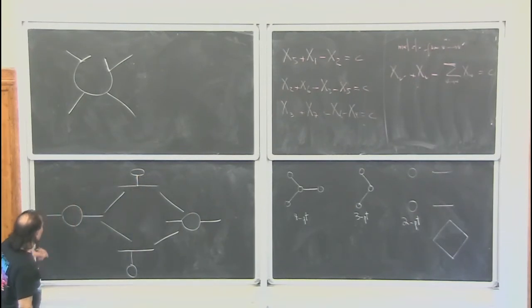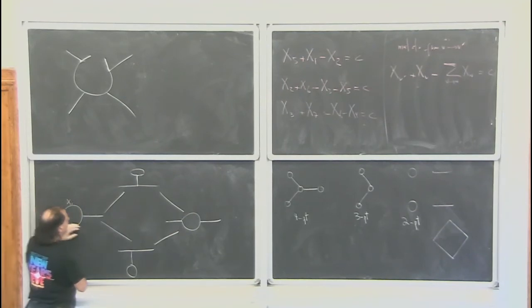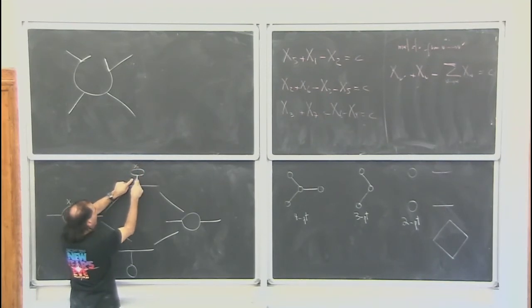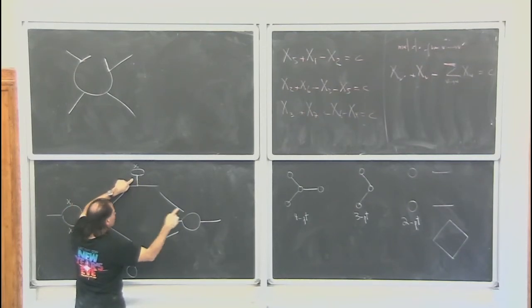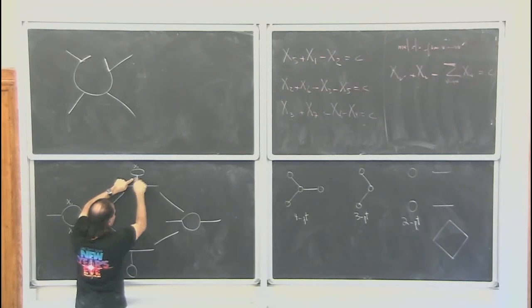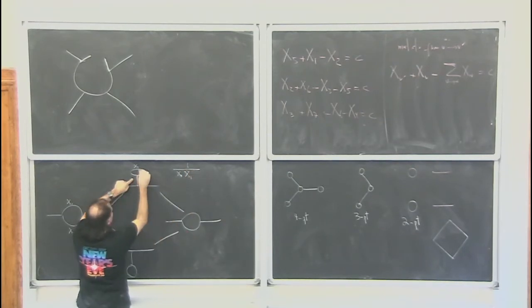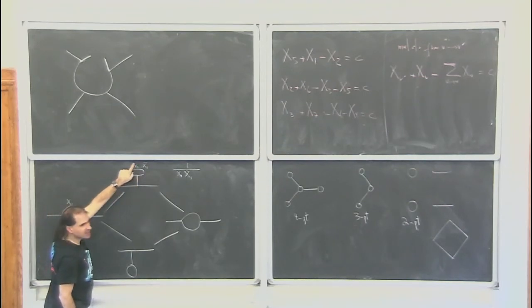The way you're supposed to think about this is: here's a variable x loop 1, x 2. Here, there's a variable x 1 still, but this is like a tadpole variable. So the function that I would associate with this is 1 over x 1 times, let's say, tadpole 1. But instead of tadpole 1, they call it x tilde 1. So you associate an x1 and an x1 tilde with a tadpole. One of them is the loop variable, and one of them is the tadpole propagator.